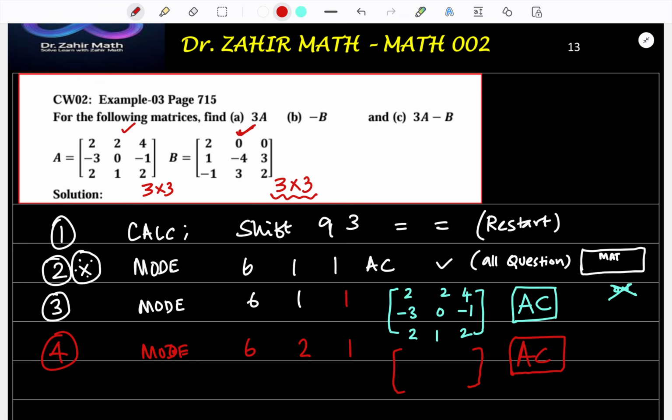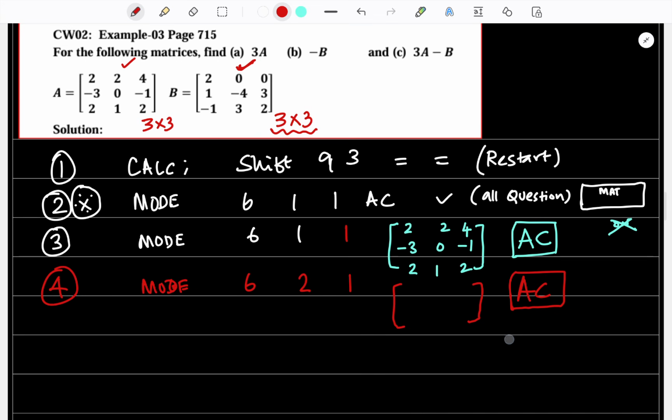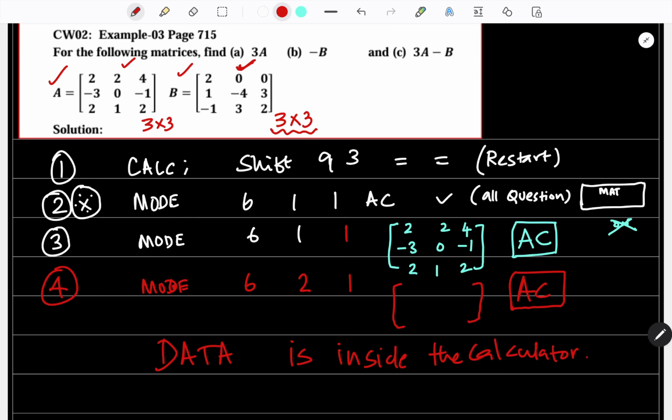So now what is the thing which is available in the question? You have given the matrix A inside the calculator and you have given the matrix B inside the calculator. So you have the data inside the calculator now. Anything you want to do with this A and B, you can do it. The data means mat A and mat B. The data is inside the calculator.